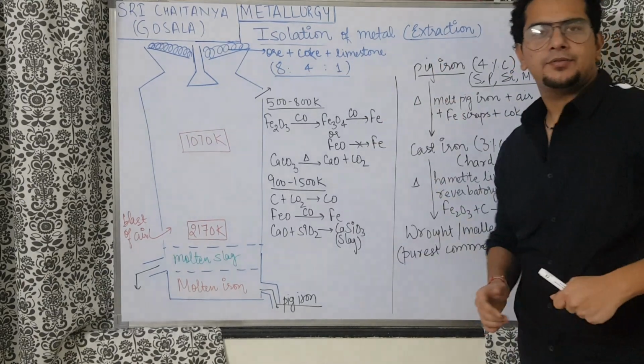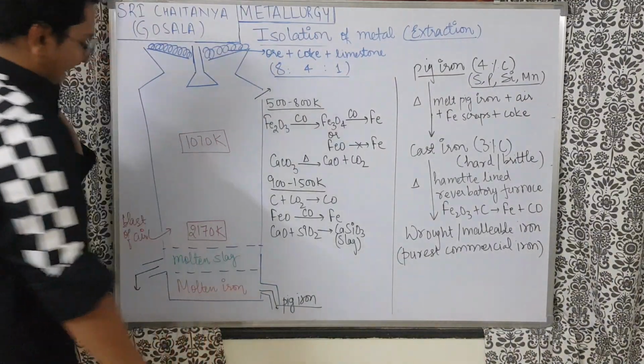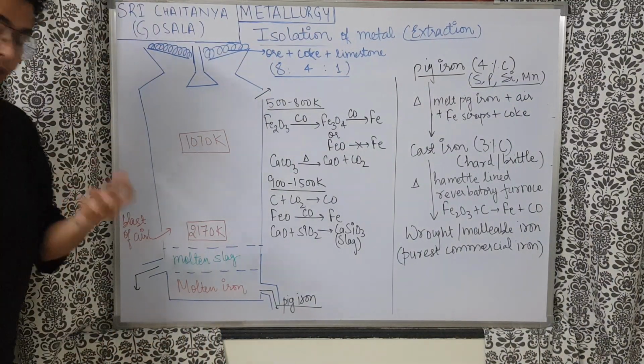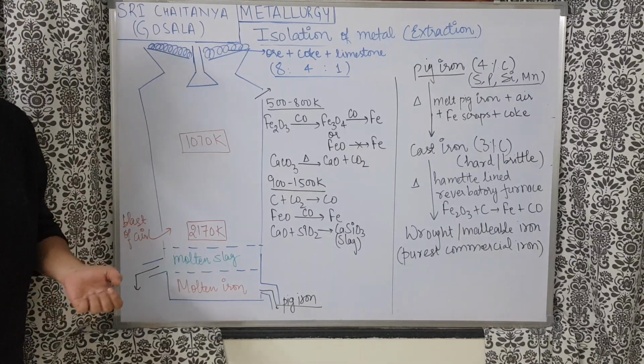So here we have the blast furnace. This is known as the blast furnace. And here we reach up to even nearly 2200 Kelvin. So it's a very high temperature process.